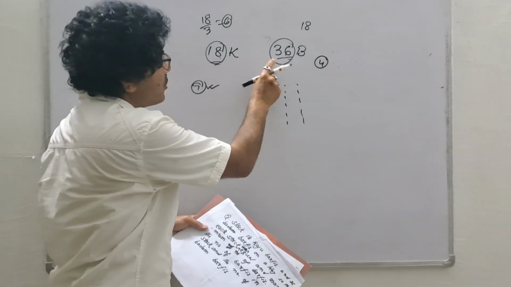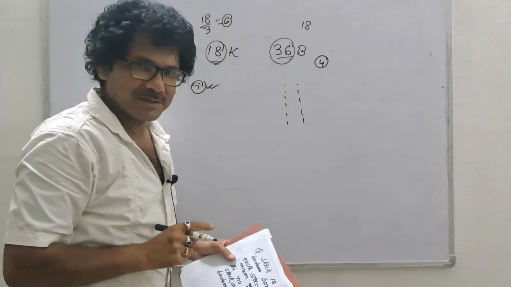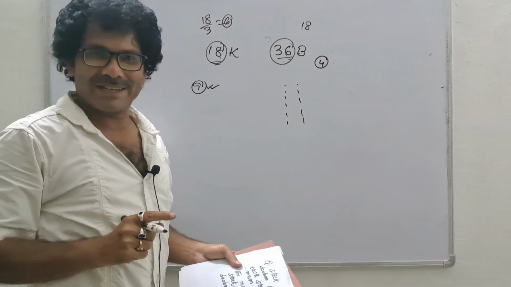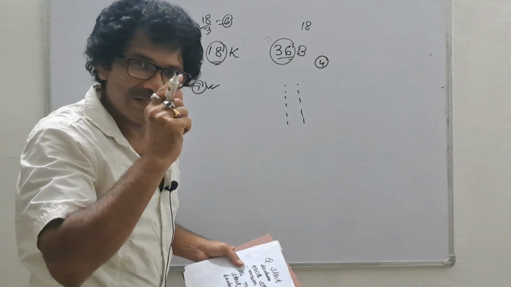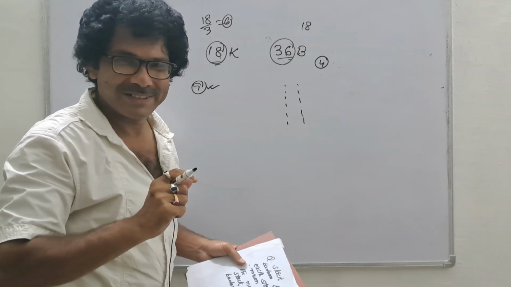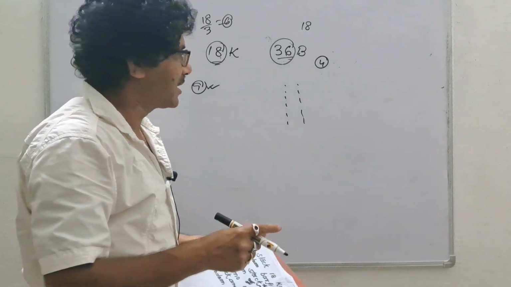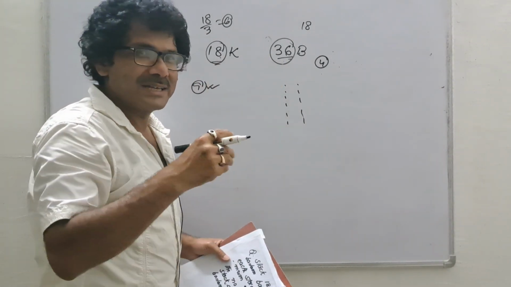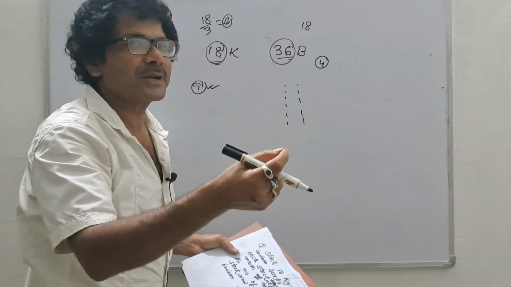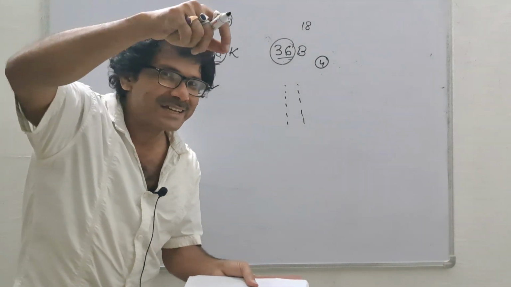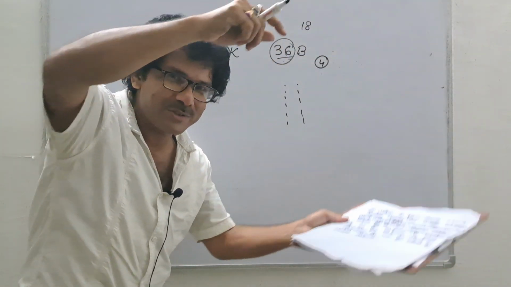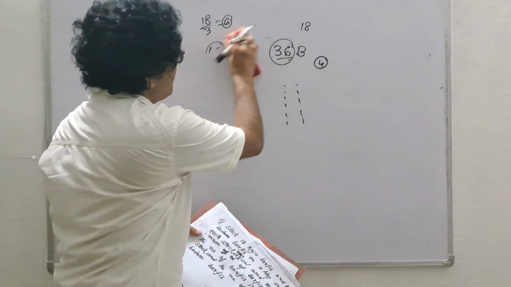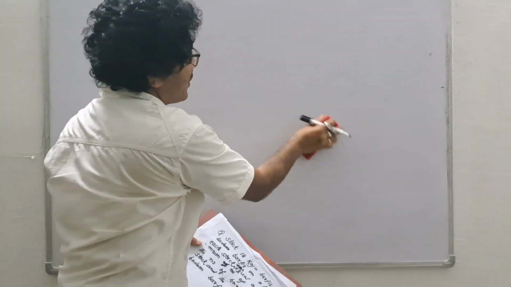So the largest common factor of 18 and 36 is the maximum number of Burfis in each stack. That is the highest common factor. Highest common factor is the number of Burfis in each stack, and then an equal number of Burfis also in each stack. So what do we have to find? We have to find the HCF.